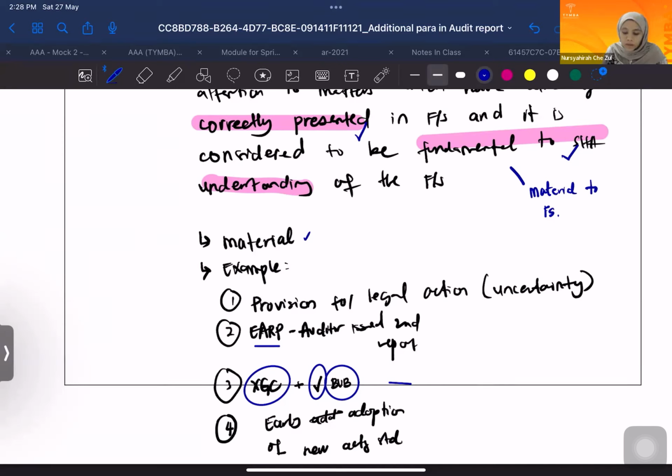If the matter is wrongly presented in the FS, it won't fall under these two categories. It will fall under the category we learned just now, FSCMM. It will go to the other chart, under the category of financial statements containing material misstatement, and the auditor should consider the appropriate opinion based on the severity and the pervasiveness of the matter. Okay, move on.